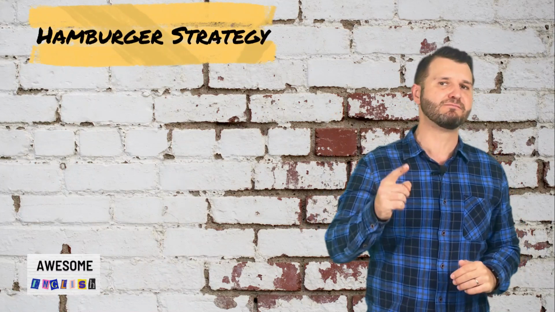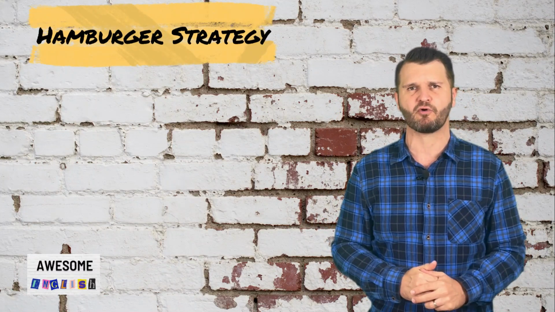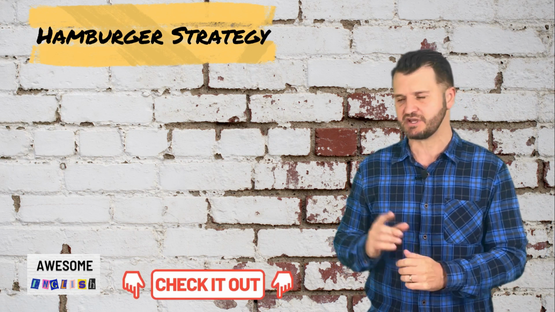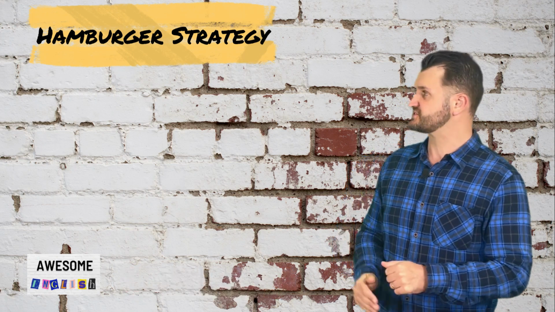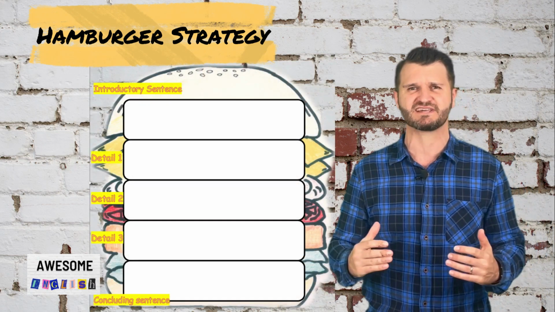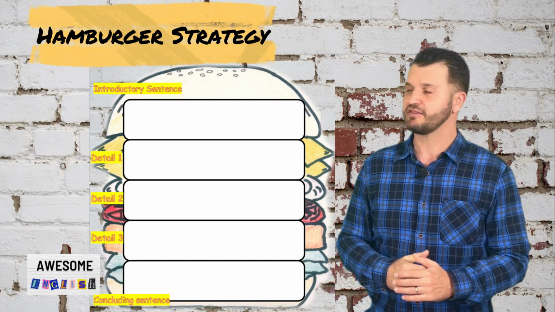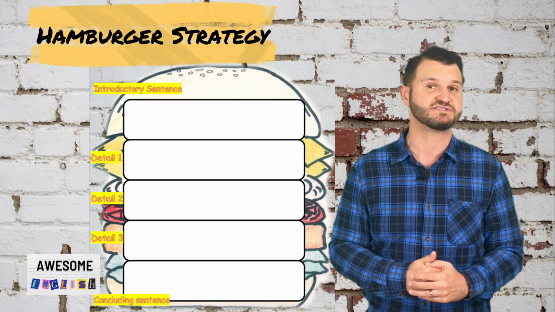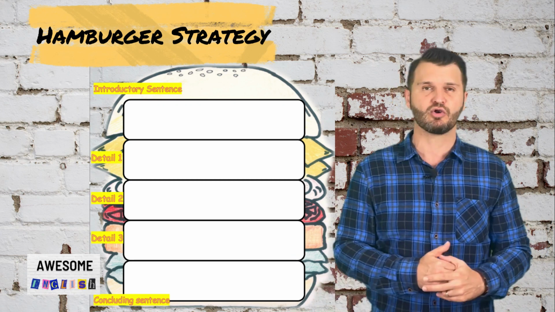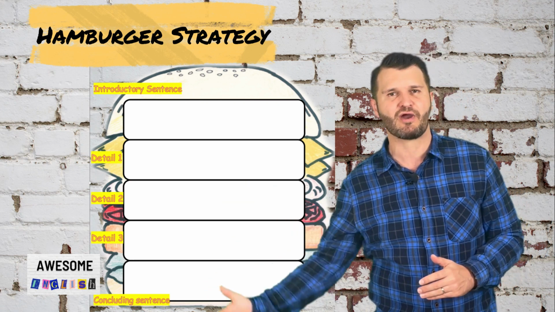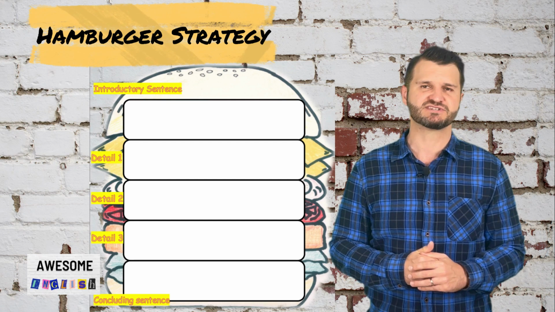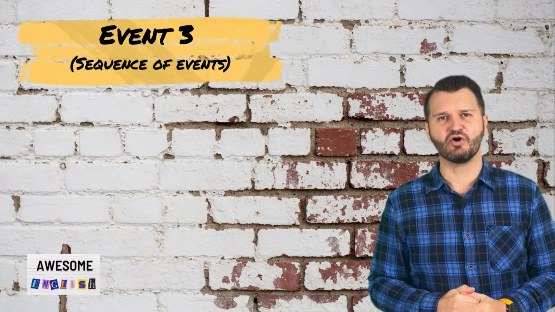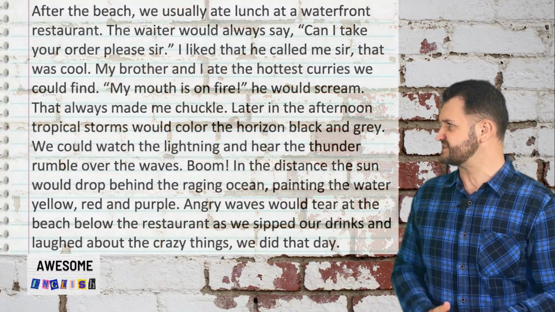All right, we're going to need our hamburger strategy today to make our paragraph awesome. So let's review what it looks like. Now remember, if you want to learn more about the hamburger strategy, check out the video on our channel. So it starts with that top bun. Now that's called the topic sentence or the introductory sentence. Then we have the details in the middle that give details about that paragraph idea. And then finally, we conclude with that concluding sentence that wraps up that paragraph. And we're going to use this strategy today for our events. Let's get moving.